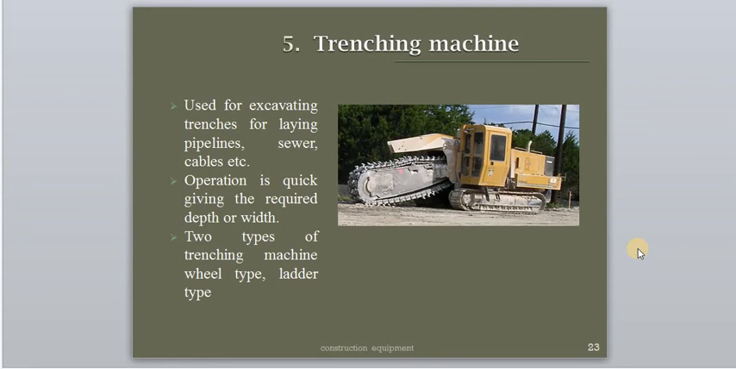Trenching machine is also an equipment used for earthwork in excavations. This trenching machine plays an important role. It is used for excavating trenches, for laying pipelines, sewer lines, or cables. The operation is quick, giving the required depth or width. When we need the required depth or width, this trenching machine can be used.